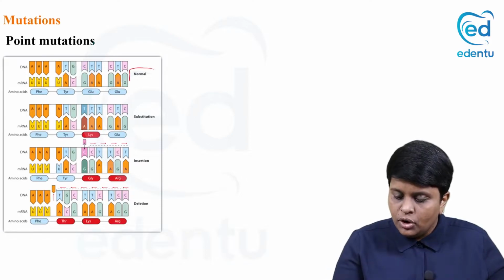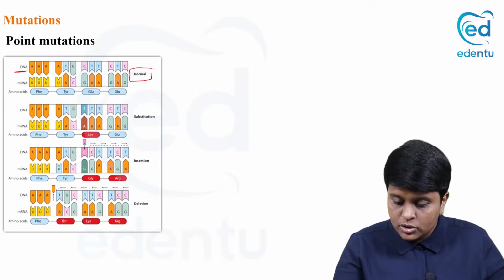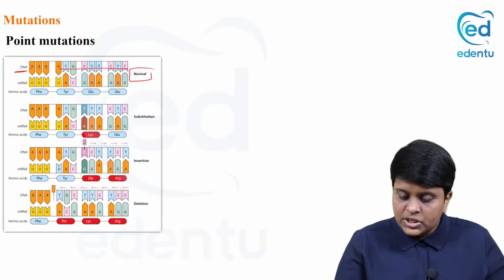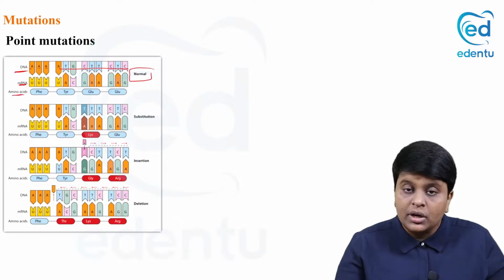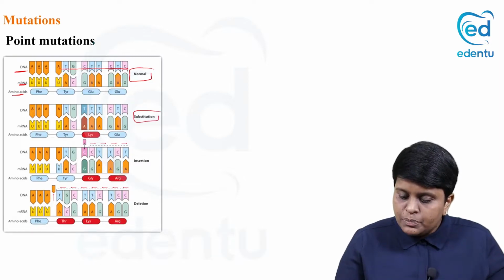So this is a normal DNA strand, which is inherited from parents. This is the sequence of the DNA strand. For that you have the mRNA which was produced, and you have the particular amino acid which is derived from that mRNA. Now you see substitution.